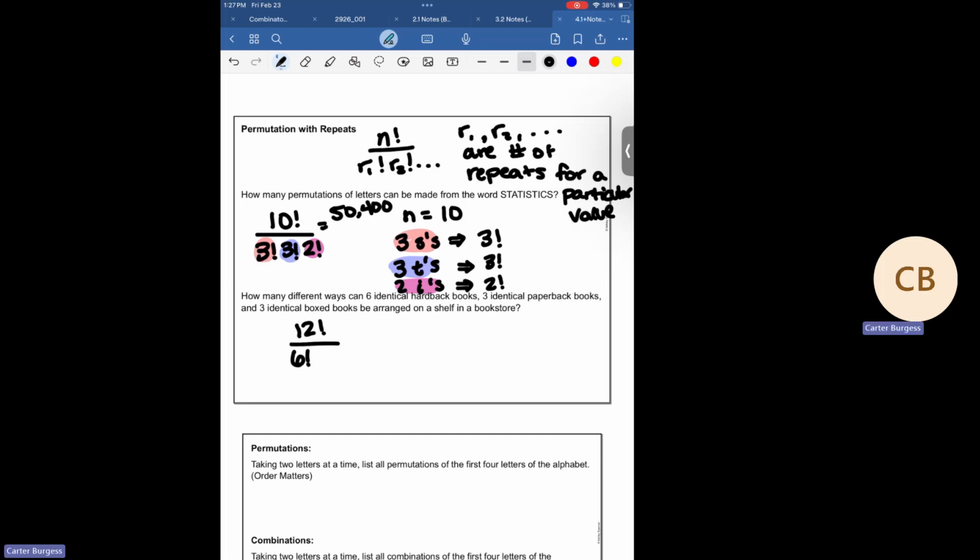6 factorial, which takes care of the hardbacks, and then 3 factorial, which takes care of the paperbacks, and then another 3 factorial, which takes care of the boxed books. Very nice.